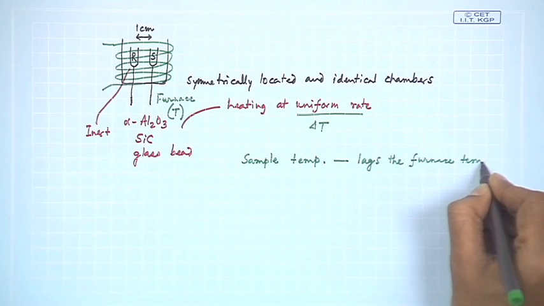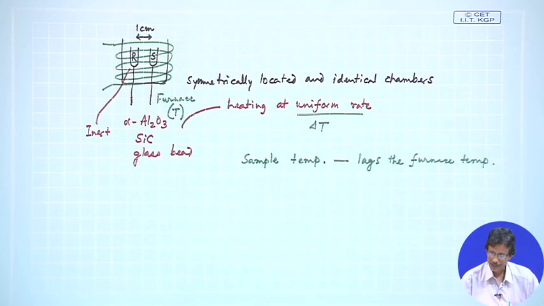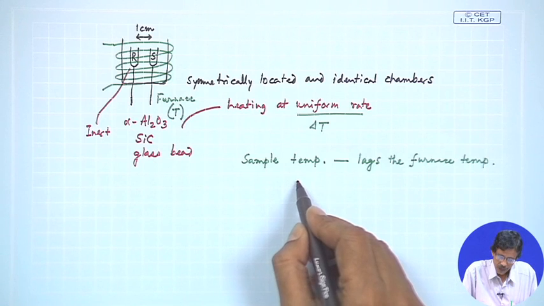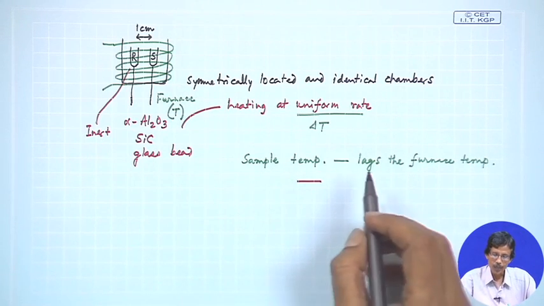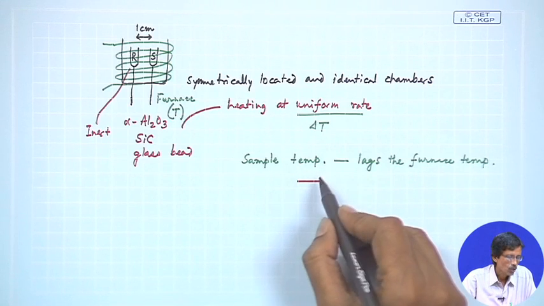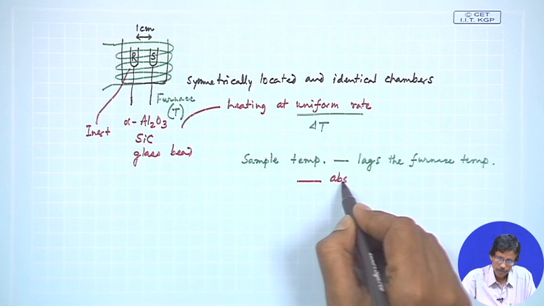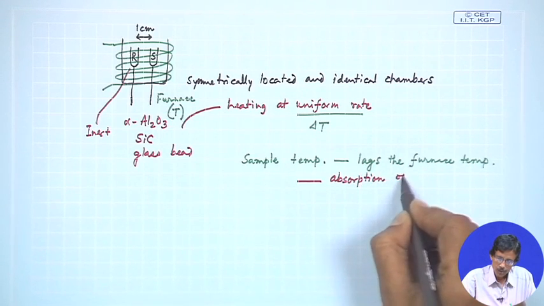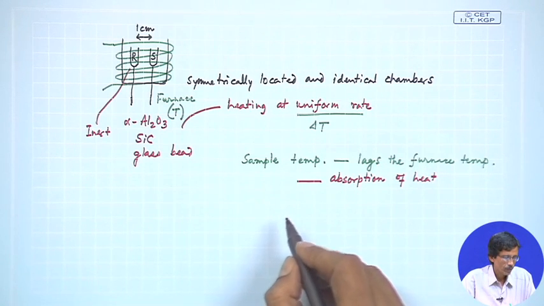What does it mean then? If the temperature of the sample is less compared to your furnace temperature, and the furnace is trying to heat the sample in a uniform manner, but the sample is absorbing some amount of heat, that is why your sample temperature is less. So, there will be some absorption of heat, and that we will try to monitor.